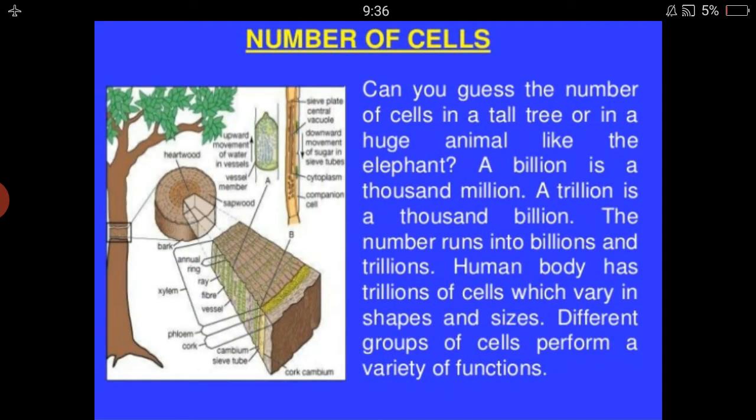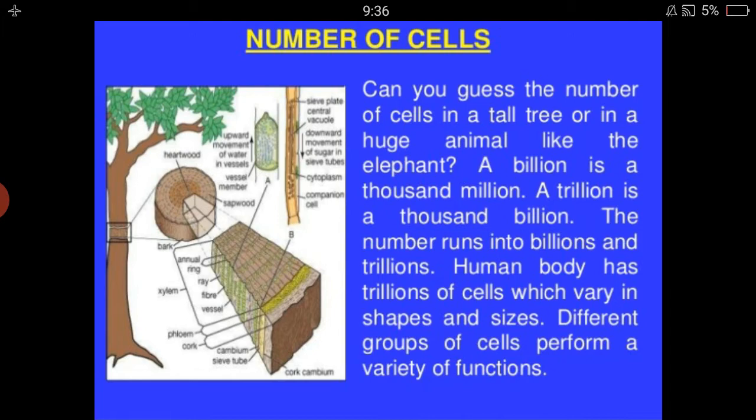Also, how many cells are present in every organ in the living organism's body? Number of cells. Can you guess the number of cells in a tall tree or in a huge animal like an elephant? Cell is the unit part of the body, the basic part of our body. So, can you guess the number of cells in a tall tree or a huge animal like an elephant?